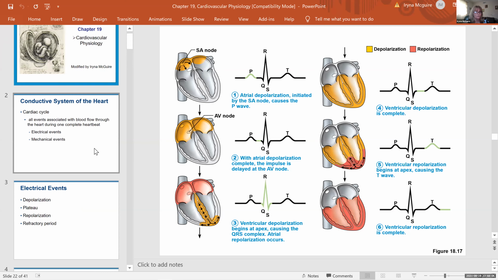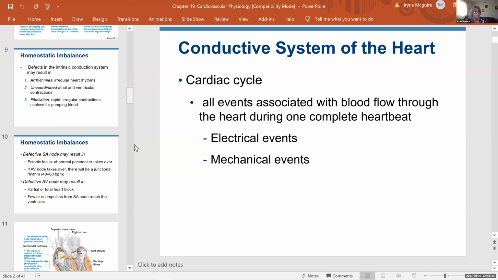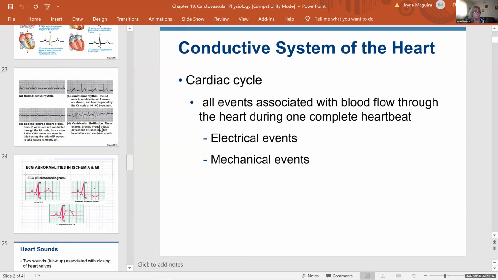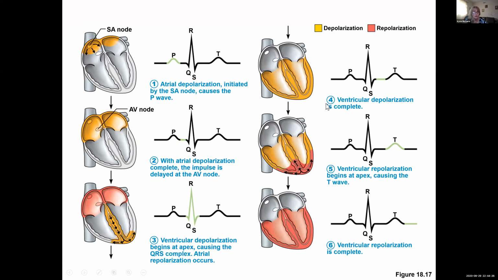Because if I go over here, I just want to remind you what the cardiac cycle is. It's all events associated with blood flow through the heart during one complete heartbeat. What we're describing now are electrical events, right? So during one heartbeat, those are the electrical events that happen. So during this time, the heart beats one time.